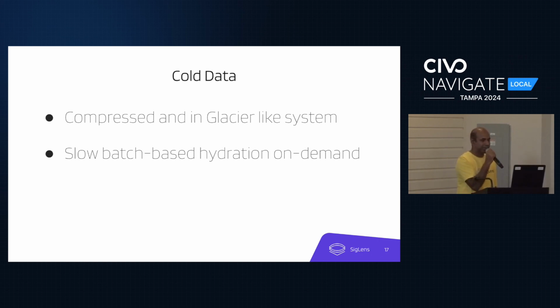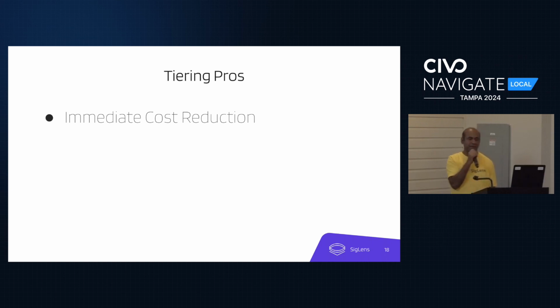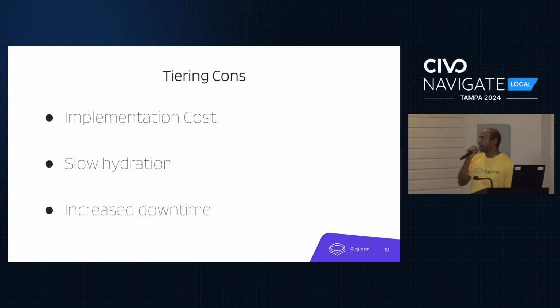What are the pros of tiering, right? Another immediate cost reduction. You can see an immediate cost benefit over there. The cons are implementation cost, slow hydration, and increased downtime.